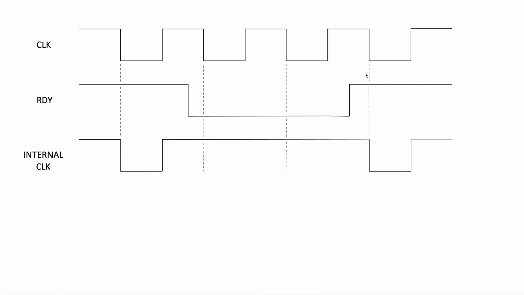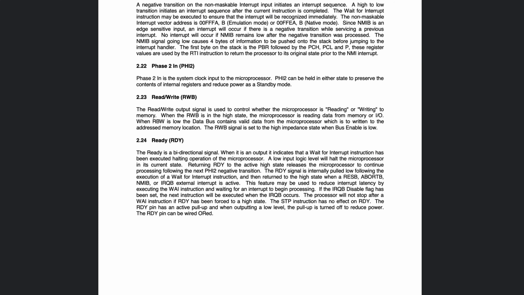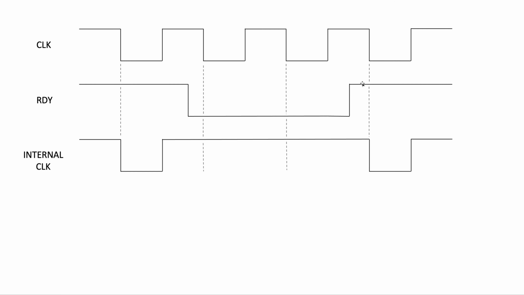Then in the third cycle, we see that in this example, we bring ready high again. And in the datasheet, in the description of the ready pin, it mentions that returning ready to the active high state releases the microprocessor to continue processing following the next phi 2 negative transition. So in the next negative transition, which is here, the CPU will resume its activity, and so the internal clock is enabled again. And so you can see how this can be useful, right? Because if we want to access the bus, we can stop the CPU internally and then resume its activity.